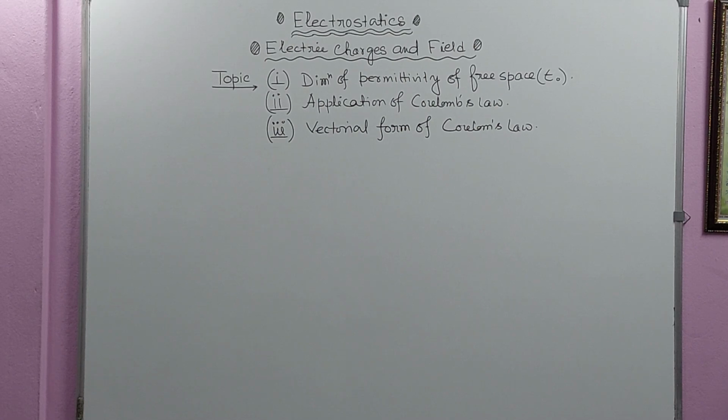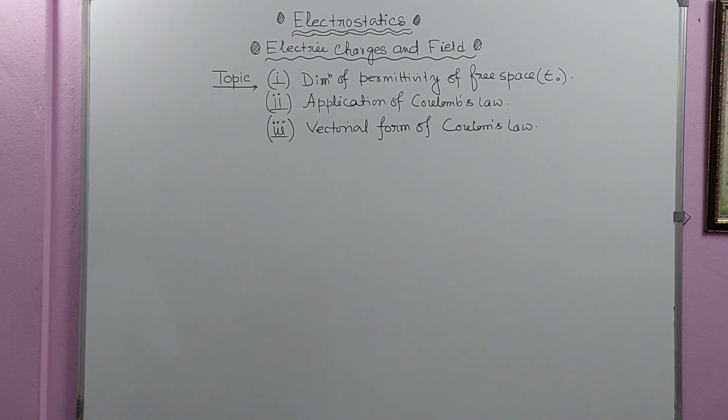So today we are going to discuss the topic related to electric charges and field, which is the first chapter of Electrostatics of Class 12 CBSE from NCERT syllabus. So our first topic is dimension of permittivity of free space, then an application of Coulomb's law, then vectorial form of Coulomb's law. Let's start.